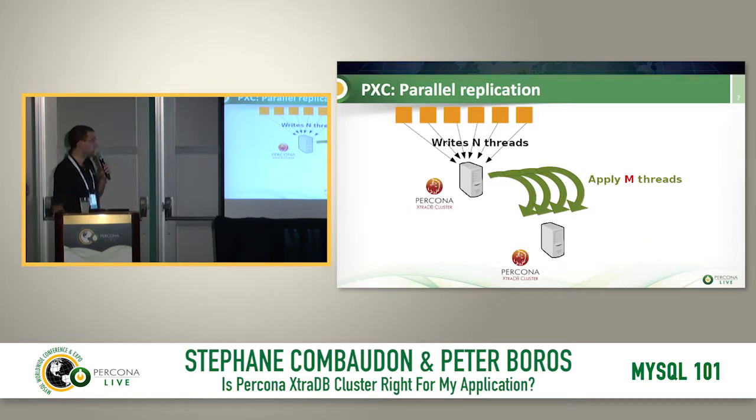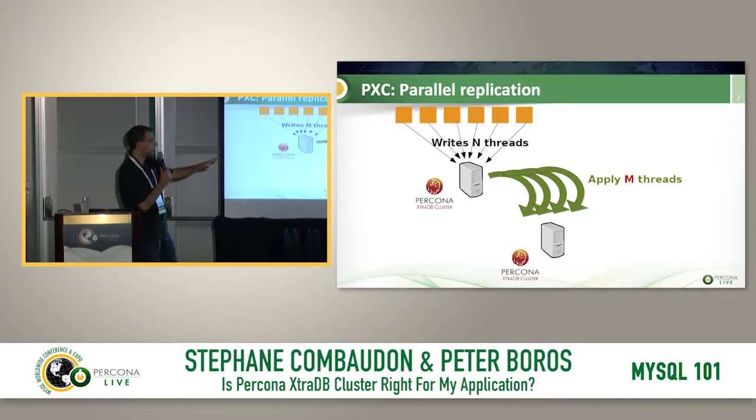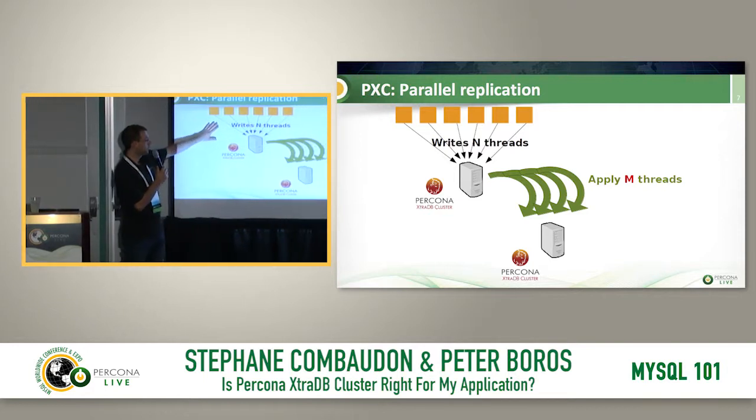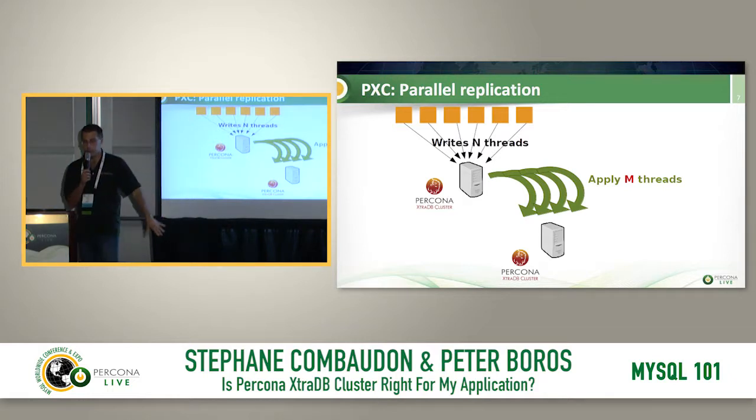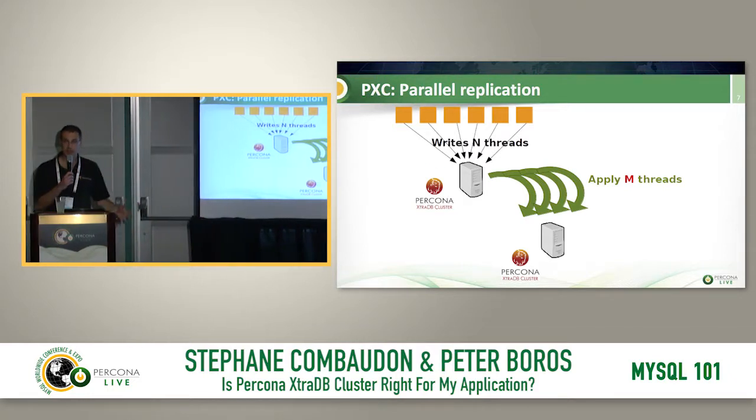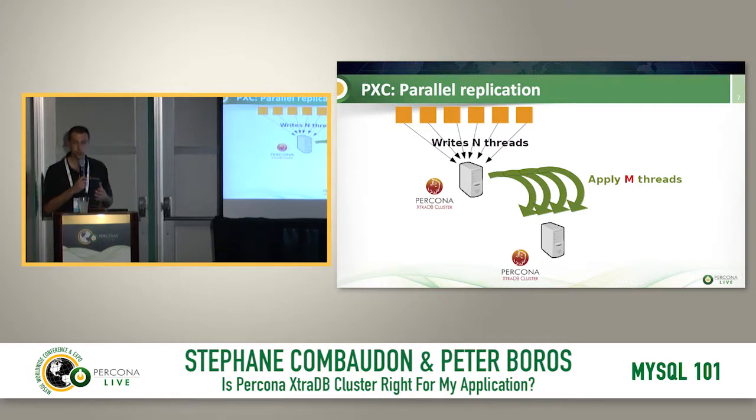You have parallel replication. So here you only have 2 servers. You write with several threads on one node, and you can also have multiple threads applying the events on the remote nodes. So that's pretty interesting to avoid replication lag.